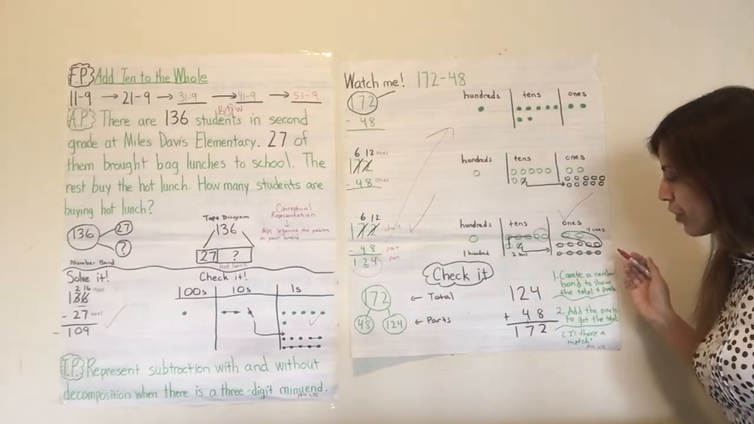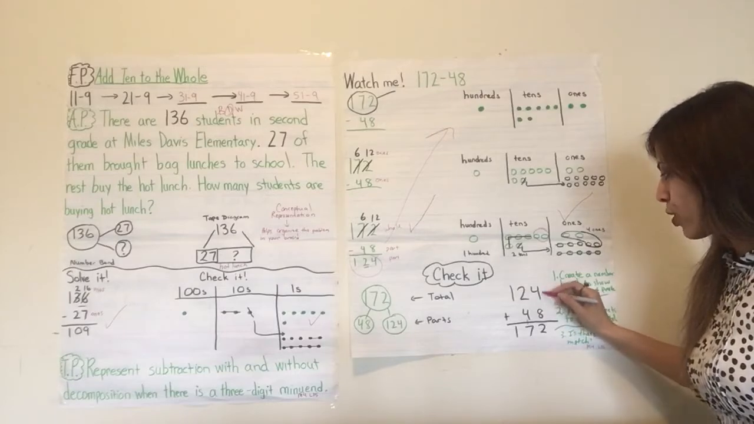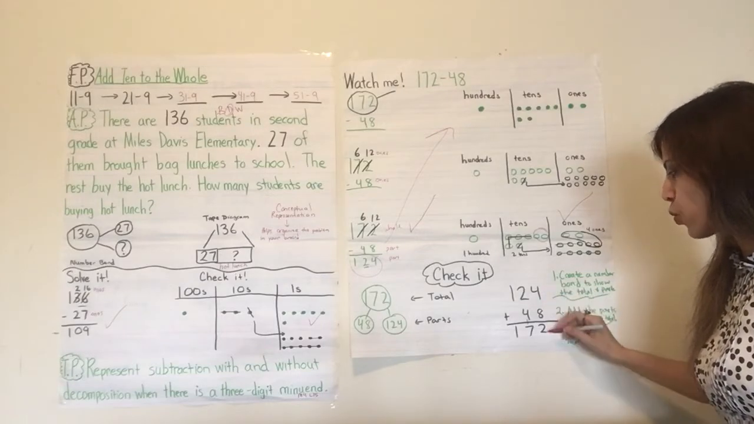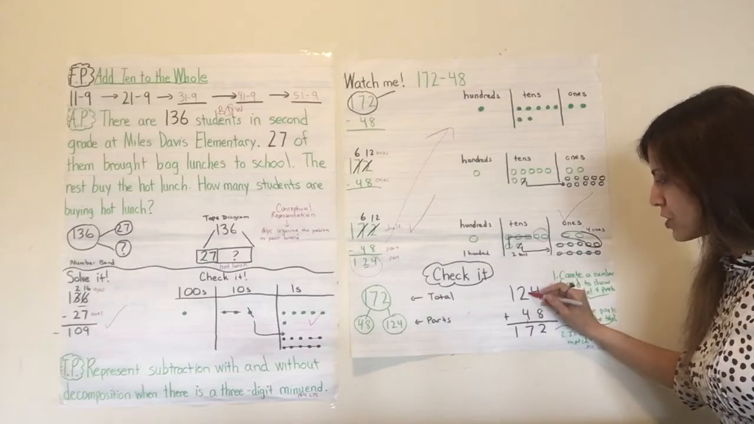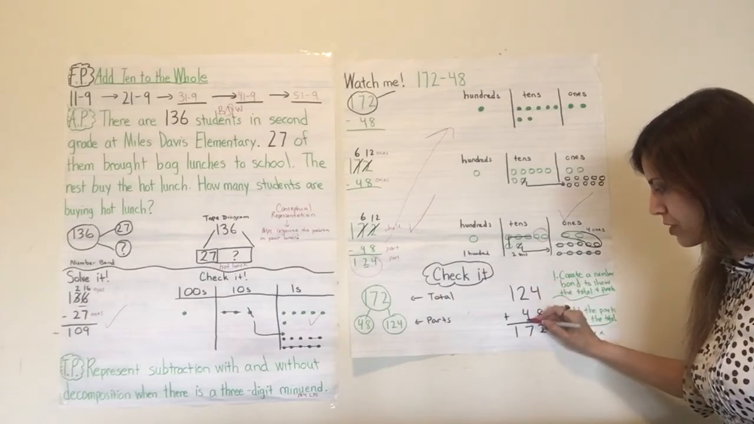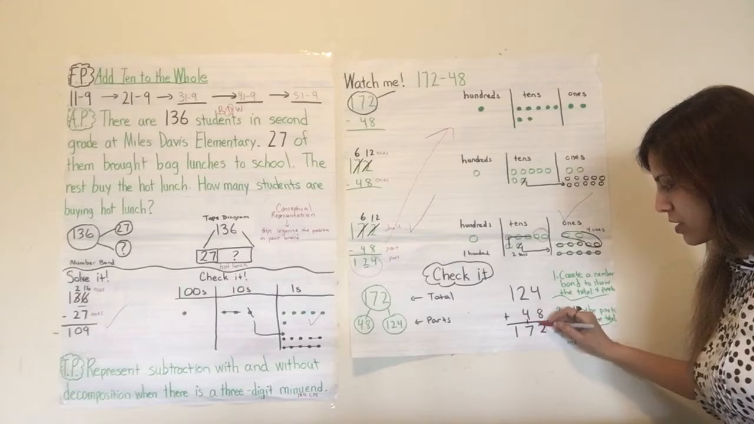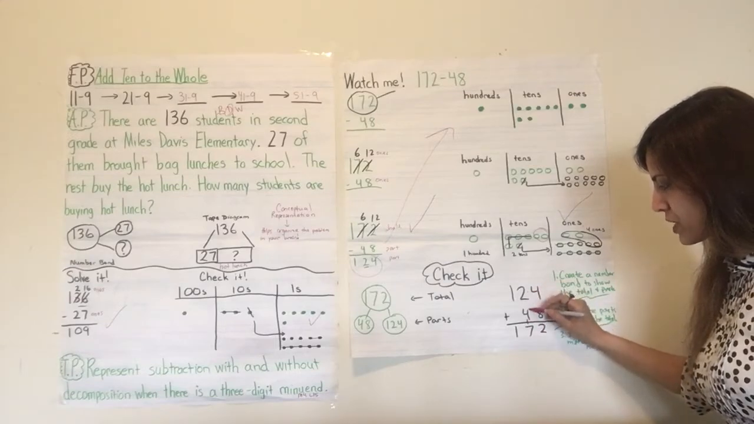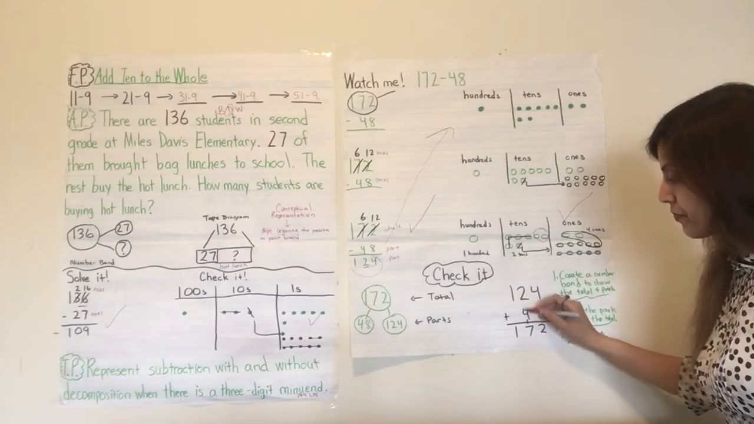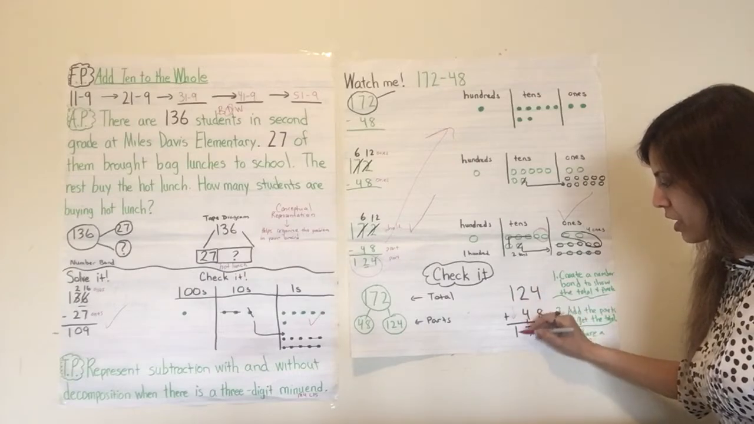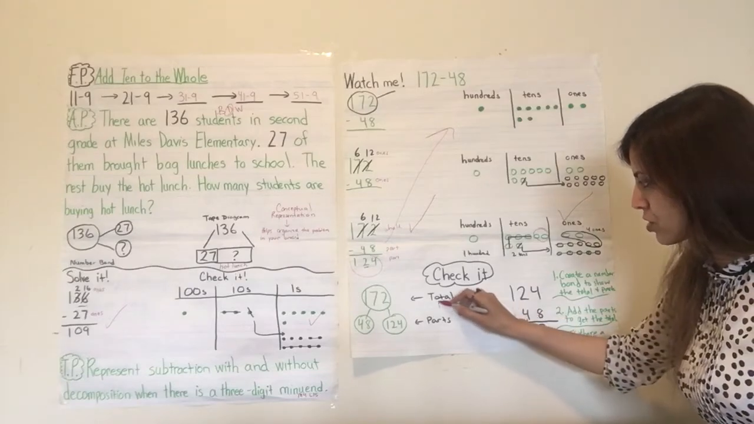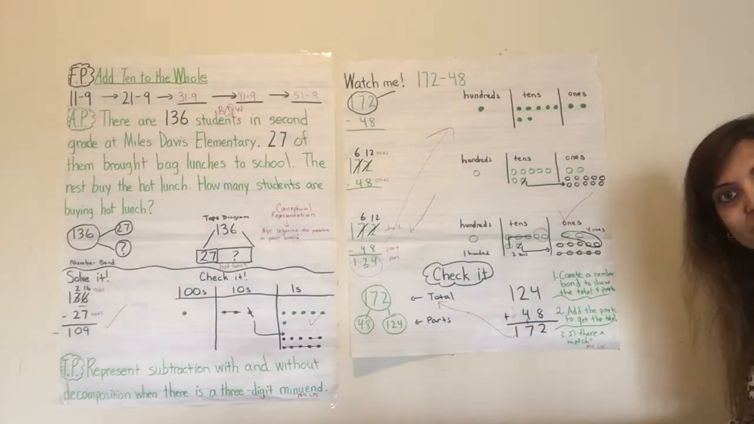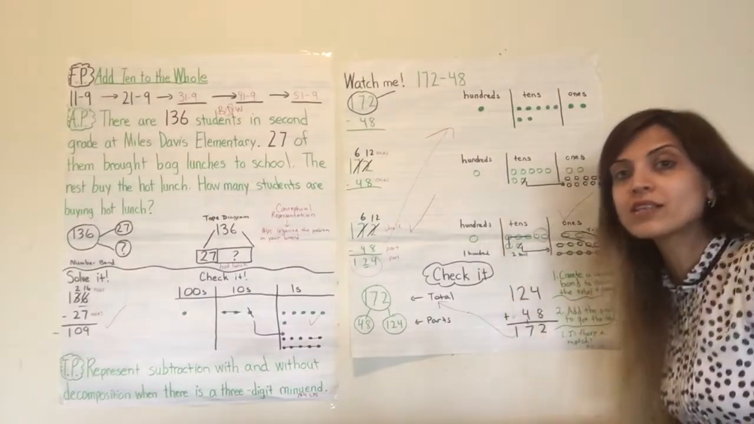Let's see. 4 ones plus 8 ones is 12 ones, right? So we put the 2 ones here, and we take the 110 up there, right? So we have 2 tens plus, we put it here. There's the 110. Two tens plus 4 tens plus 110 is 7 tens. And then we take that 100, bring it down. We have 172. Do they match? Let's look. Does it match the total? Yes, it does. Oh my goodness. We did an amazing job.